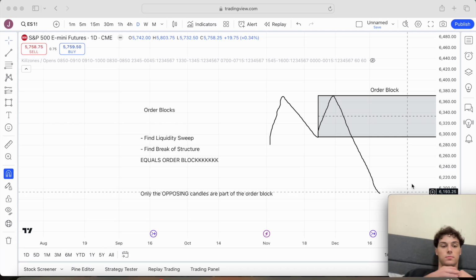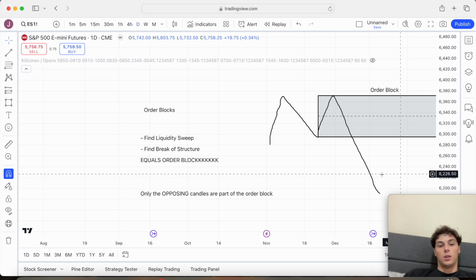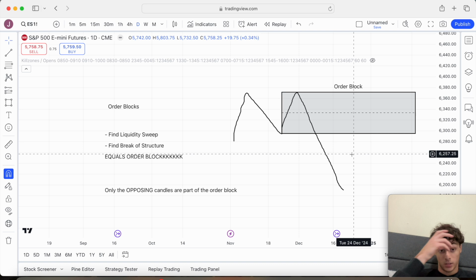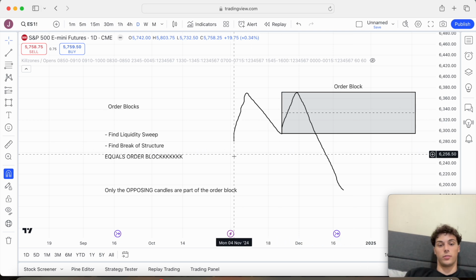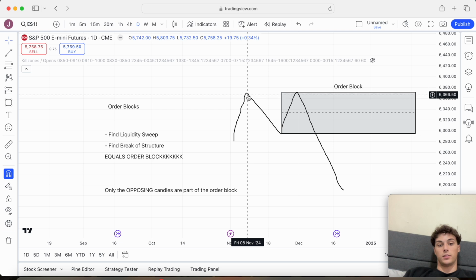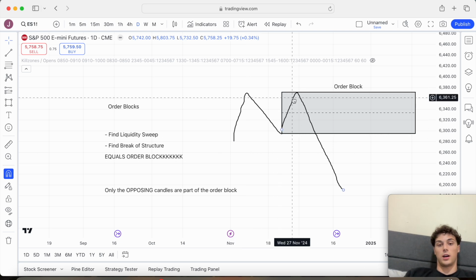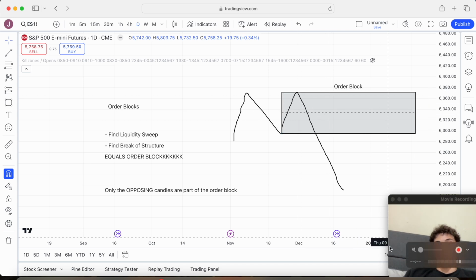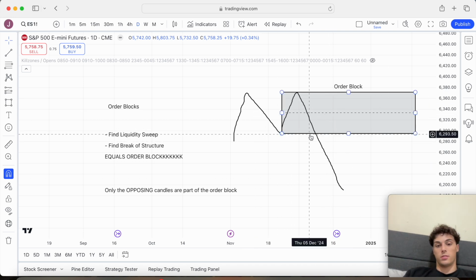For today's video, as you can see from the thumbnail, we're going to be talking about order blocks. I already have a couple things set up for order blocks today, but with order blocks, you need to find a liquidity sweep and then find a break of structure, and that equals an order block. So I have it drawn out already. There's a high that gets made right here, a low, another high, and it gets swept. And then this moved down, broke structure right here.